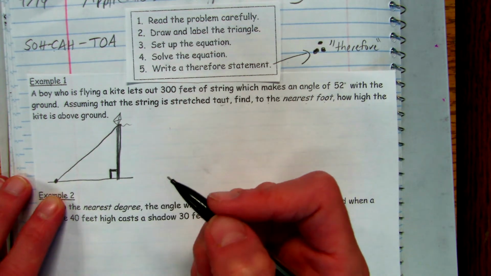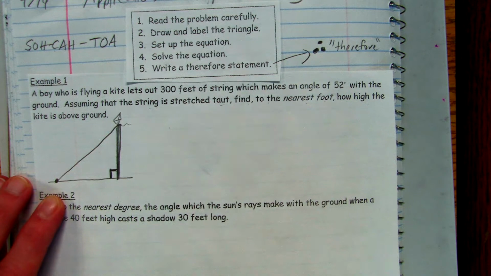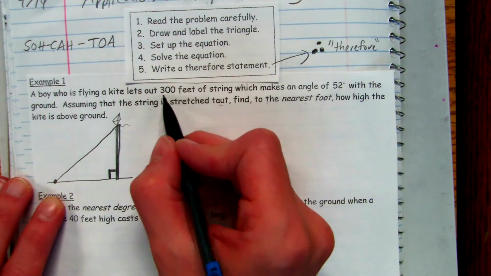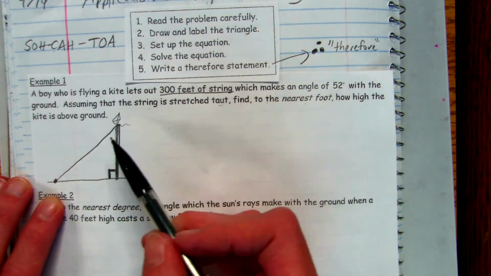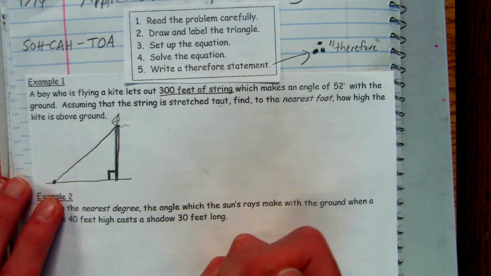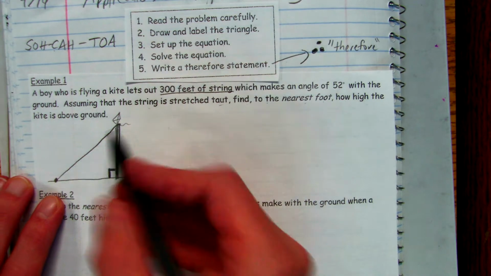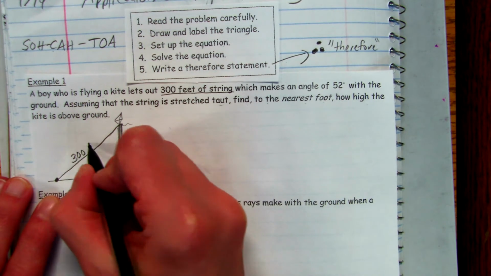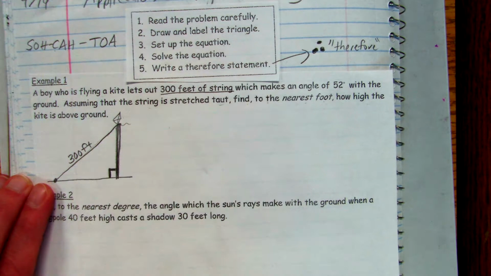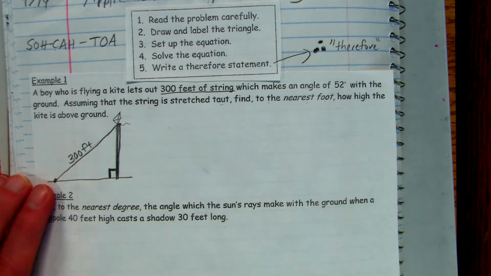All right, so let's go back. We've kind of got the general picture. Let's go back and read it again. A boy who's flying a kite lets out 300 feet of string. So which part of the right triangle are we going to put the 300 feet on? The hypotenuse. The hypotenuse, good. So that's going to be the string, the 300 feet, because it's starting here and going over there. The wind's kind of blowing it. It's not a straight up and down situation.